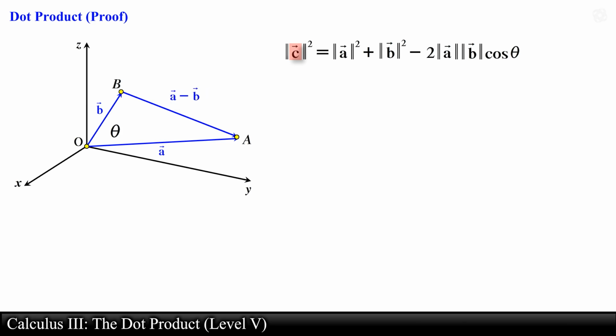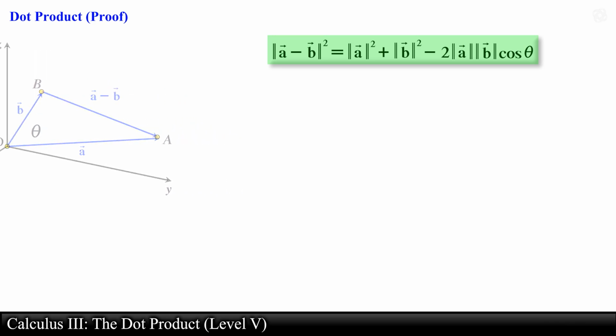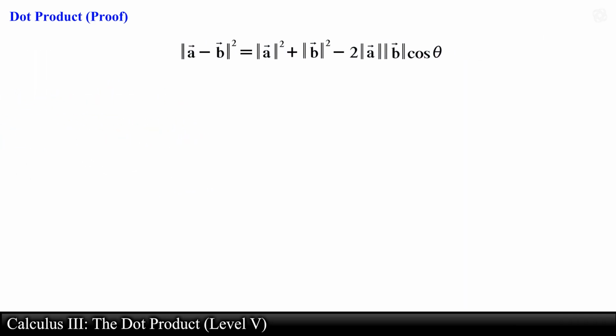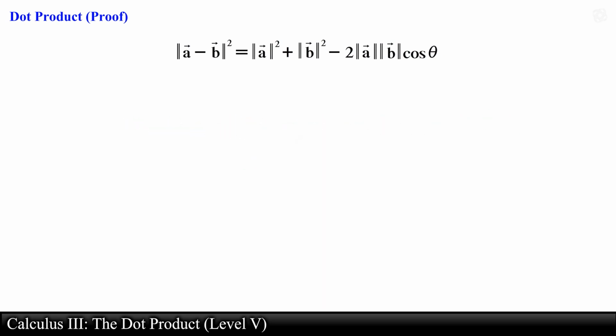So we go ahead and replace vector c with this expression. Now the law of cosines looks like this. At this point, we are done using geometric properties. Now we will finish the proof by applying a couple of algebraic properties of vectors. Let's start with the left side of the expression.